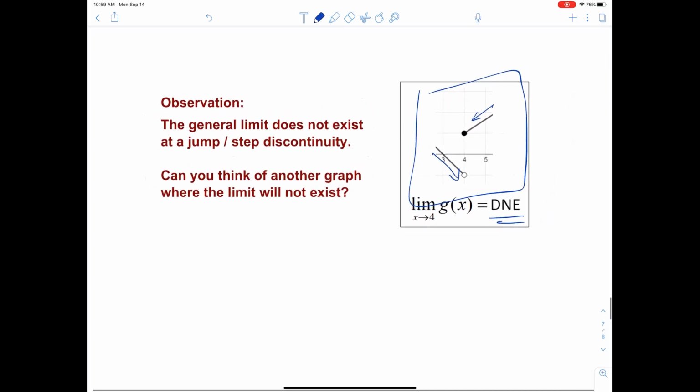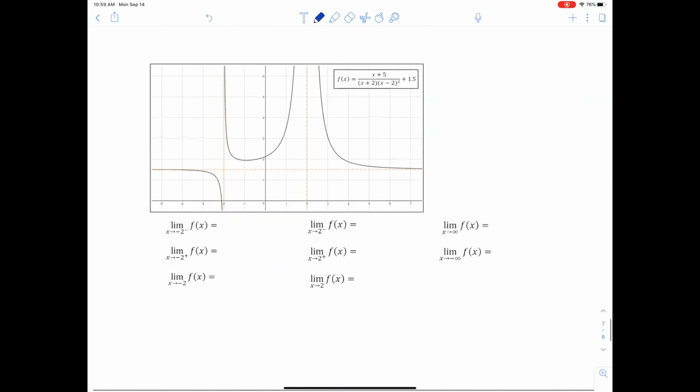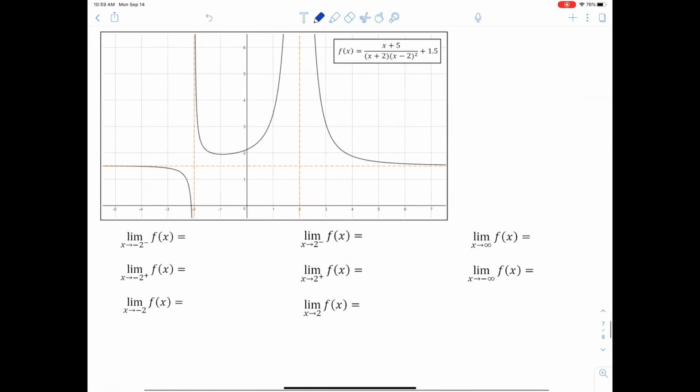I'm going to show you a graph where there's a few limits that don't exist. Here is a rational function that's been graphed for us. And I've asked you about its behavior near an x value of -2 and an x value of +2. And you can see all these positives and negatives starting to pop up by the x approaches number.